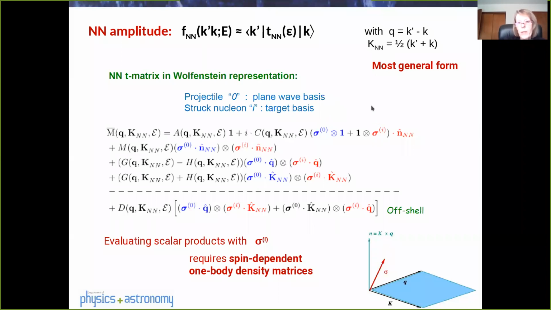The projectile lives in a plane wave basis. We have been doing scattering calculations in plane wave basis forever. But now, if we want to truly evaluate this, the red pieces, we need to evaluate the scalar product, sigma I, inside the nucleus, and that requires a spin-dependent one-body density matrix. That is usually not done.